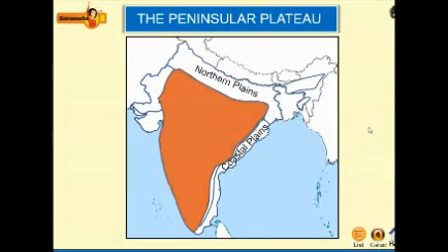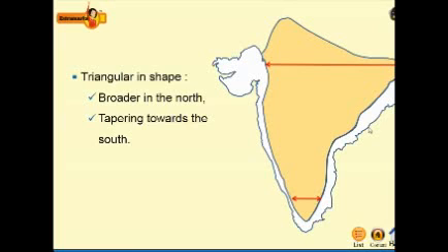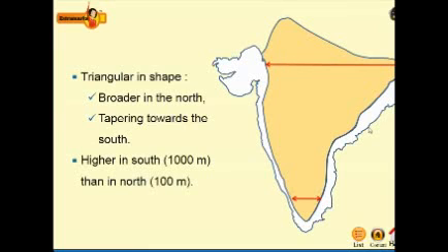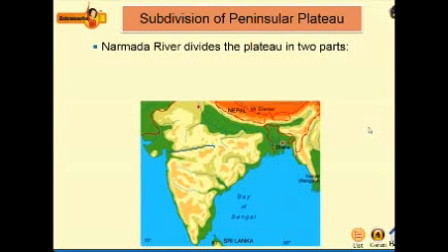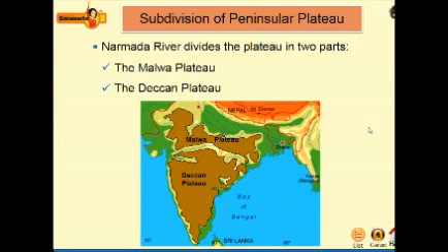Let's move on to the Peninsular Plateau. It is triangular in shape, broader in the north, tapering towards the south, and higher in the south than in the north. The subdivision of the Peninsular Plateau: the Narmada River divides the plateau into two parts. They are the Malwa Plateau and the Deccan Plateau.